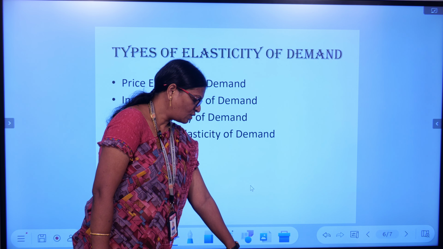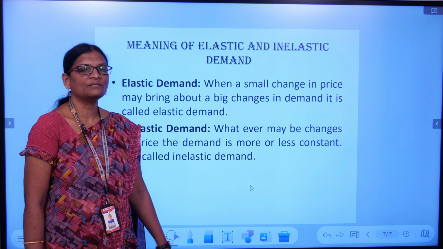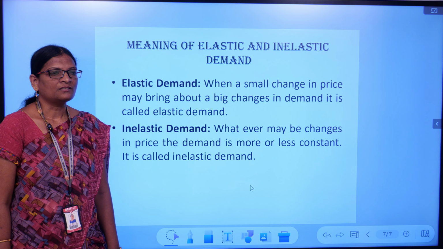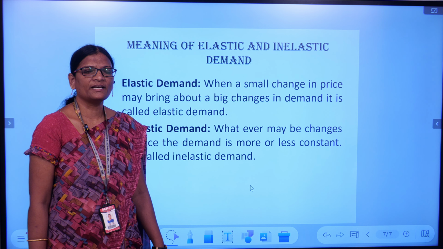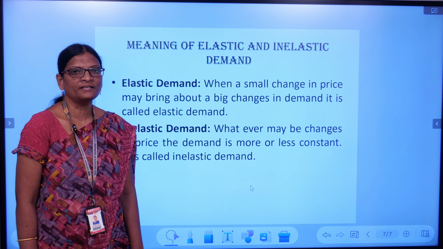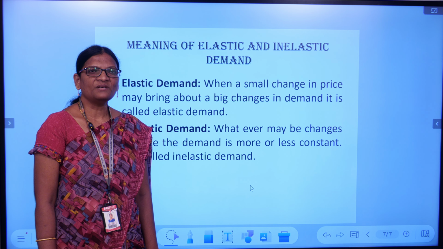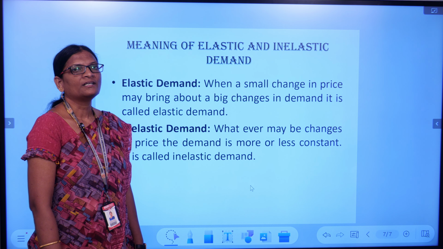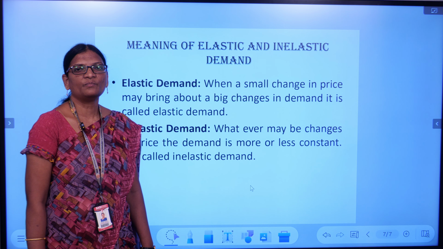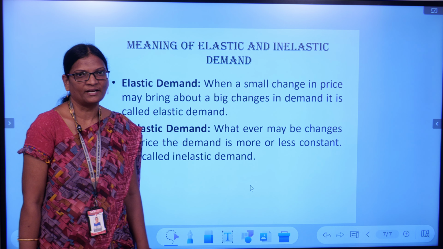Before going into all these topics in depth, we need to know the meaning of elastic demand and inelastic demand. Elastic demand means when a small change in price leads to a drastic change in demand, then it represents elastic demand. In general, what is the meaning of elastic? Elastic means which expands. So here a little change in price leads to a drastic change in demand, then it is represented as elastic demand.